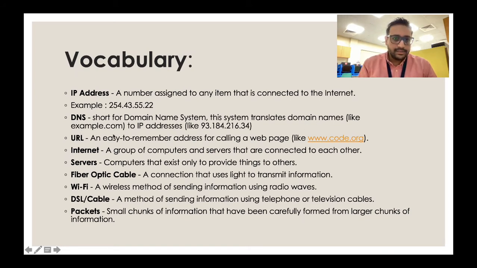A URL is an easy to remember address for calling a web page, but we cannot call it by the IP. Can you memorize an IP easily? No. But code.org, you can memorize it. Schoology.com, you can memorize it, right? But the IP address is not easy, that's why we are using URLs. We use the URL and the DNS translates it to an IP address, because the internet connection will not understand code.org. But there is a system that can translate code.org.